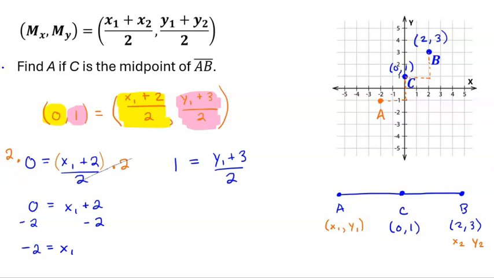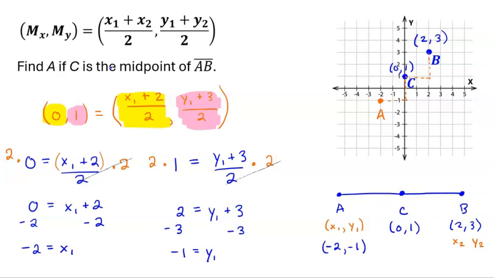Okay? And then I'm going to do the same thing for this other one. So I'm going to multiply by 2. 2 times 1 gives me 2 equals, my 2's cancel on this side, and I'm left with y1 plus 3. Subtract 3 on both sides, and I get negative 1 equals y1. Now I have my x1 and y1. My x1 was negative 2, and my y1 was negative 1.